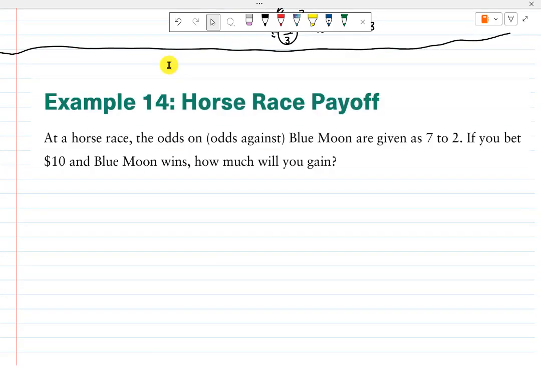Here we have the odds are given as 7 to 5. If you bet $10 and Blue Moon wins, how much will you gain? Well, here's how much you'll win. You'll take your $10 and multiply it by 7 divided by 5. I think you'll find that that's $14. That's not all. You get your own money back. So there's another 10, for a total of $24 you'll receive after your horse wins.